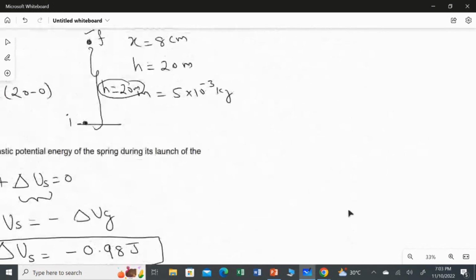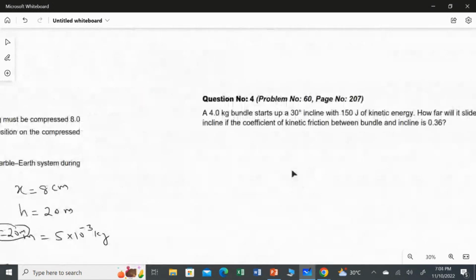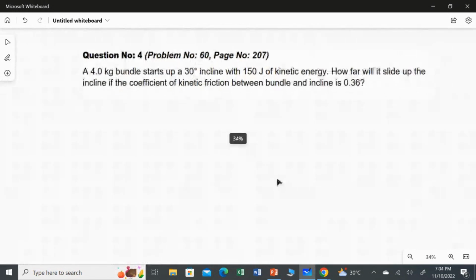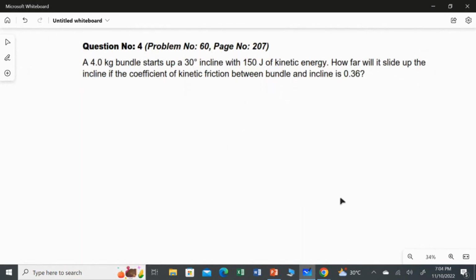Okay, now we have to move to the fourth question. A 4 kilogram bundle starts up a 30-degree incline with 150 joules of kinetic energy. That means you have a bundle which is moving from bottom to top. They mention starts up, that means the bundle is moving upward on the incline. Am I right? So better I draw the diagram.